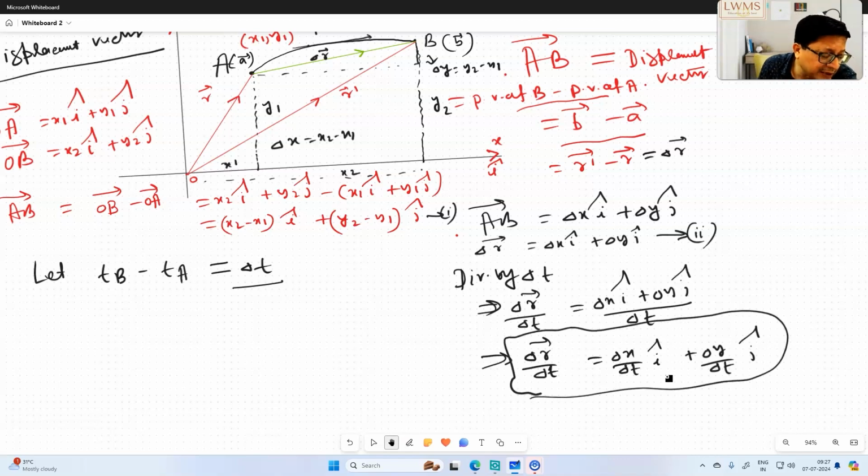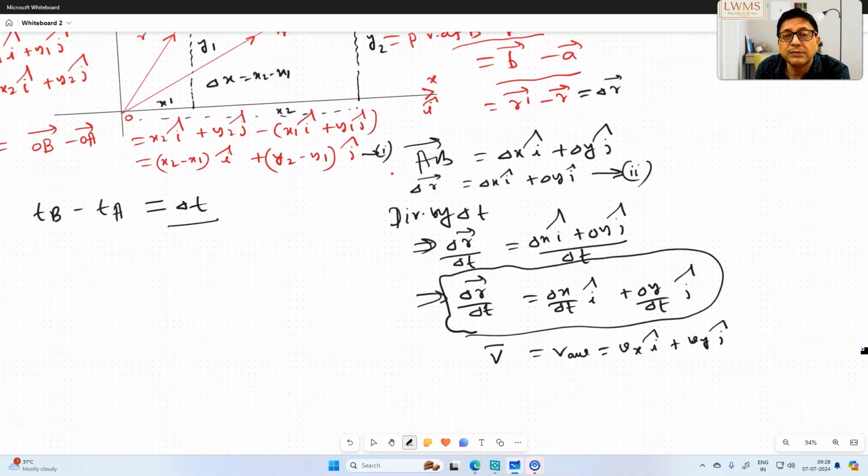Now this delta r by delta t we can write as V average. You write this one as V bar or V average. And this part is what? Delta x by delta t. This is Vx, velocity along x-axis, plus velocity along y-axis, Vy j. Alright? So average velocity along any direction is average velocity. If you have written V bar here, you put V bar here also. So average velocity will be Vx bar i plus Vy bar j.